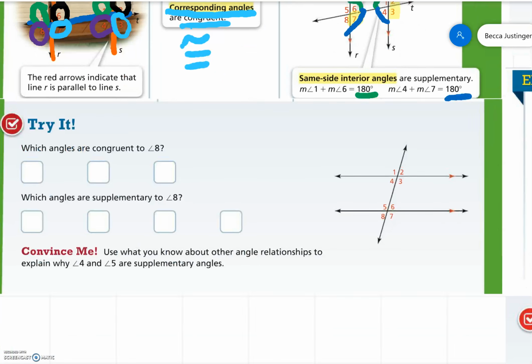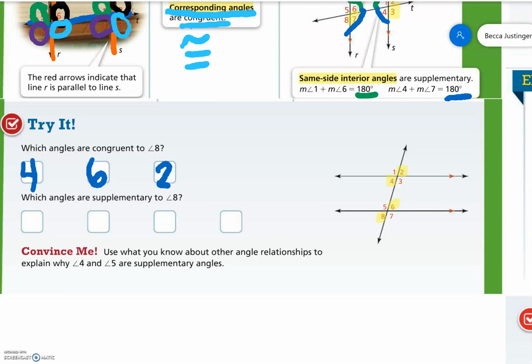Let's try it. Which angles are congruent to 8? Well, 8 is corresponding to 4. If I were to line the two up on top of each other, 8 would go on top of 4. 6 is vertical to 8. It's a cross, so it is also congruent to 8. And 6 is corresponding to 2. So 2 is also congruent to 8.